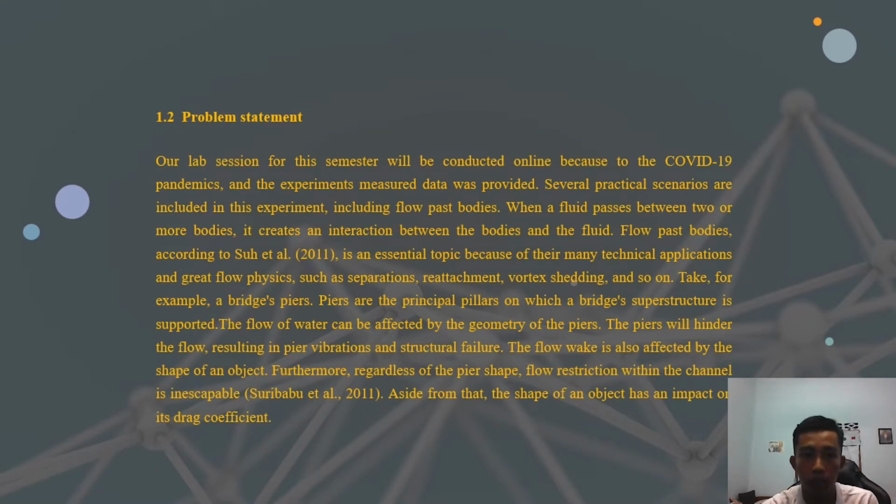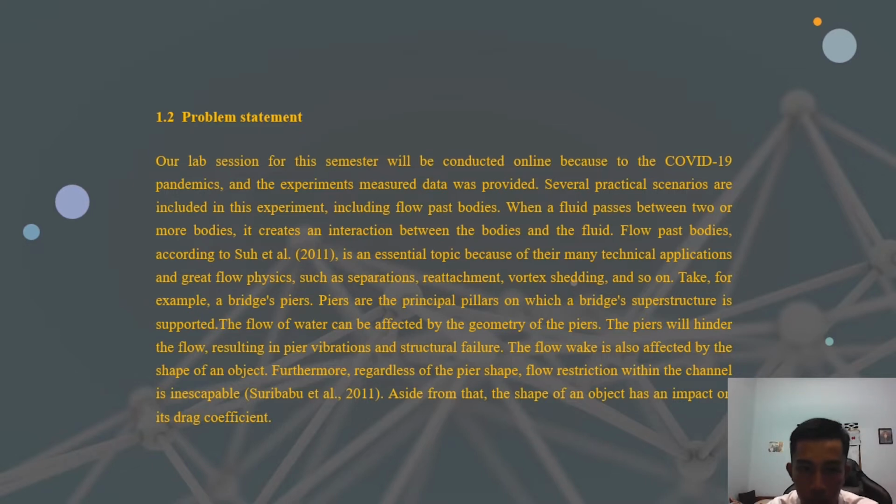Problem statement. Our lab session for this semester will be conducted online because of the COVID-19 pandemic, and the experiment measurements were provided. Several practical scenarios are included in this experiment, including flow past body. When a fluid passes between two or more bodies, it creates an interaction between the bodies and the fluid. Flow past body, according to Su, is an essential topic because of its many technical applications and great flow physics, such as separation, reattachment, vortex shedding, and so on.